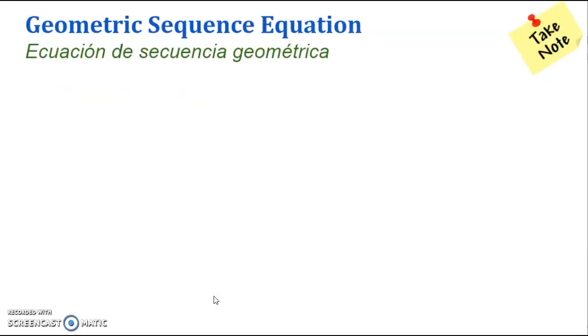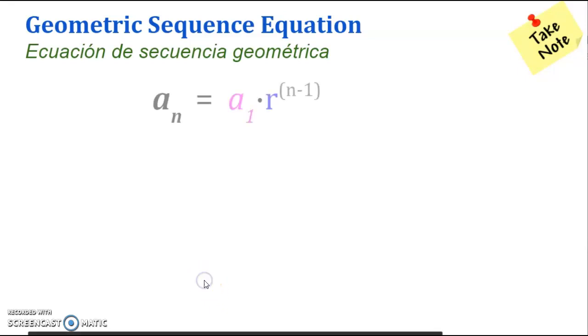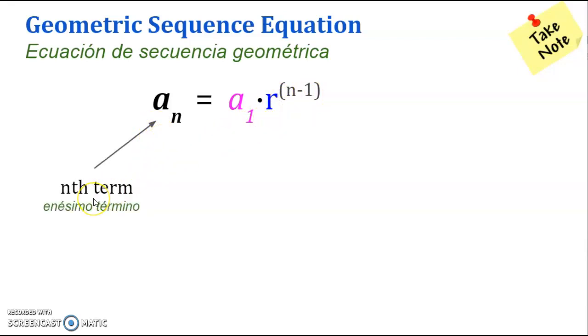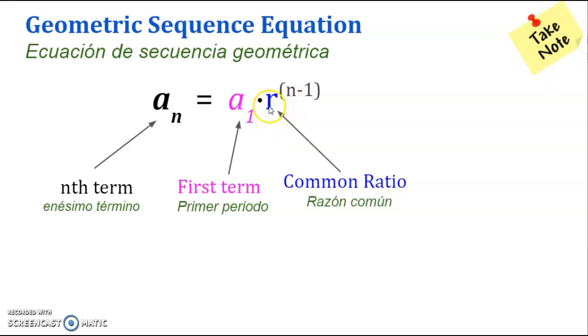Alright, so let's go back to the geometric sequence equation. If you have not already taken these notes down, you should be taking the notes. So the general formula for a geometric sequence is this: a sub n is equal to a sub 1 multiplied by r to the power of n minus 1, where a sub n is referring to the value of the nth term, a sub 1 is referring to the value of the first term, r is the common ratio, and n refers to the position number.